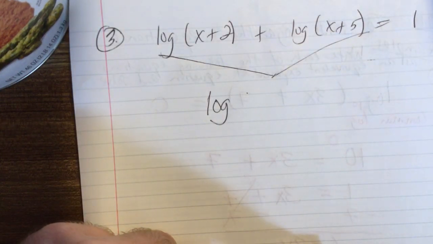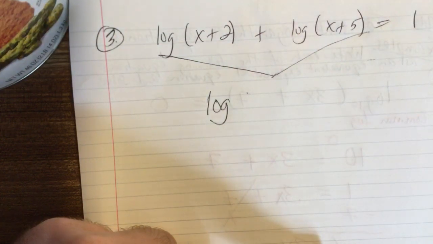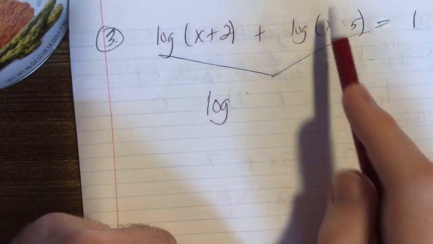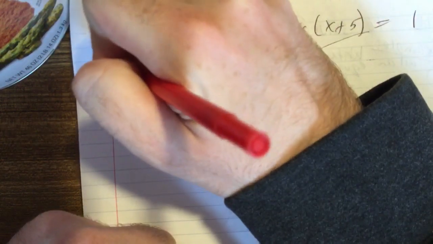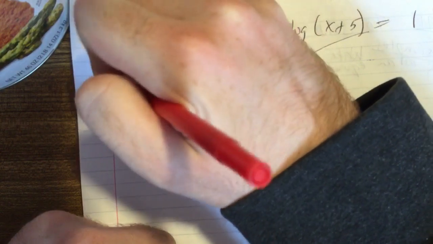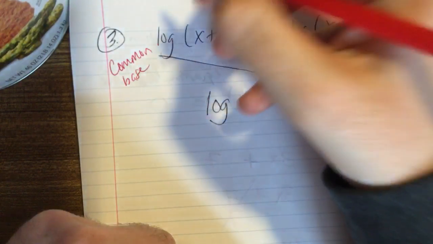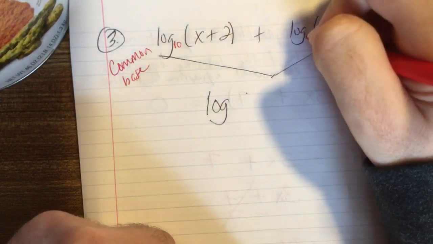In example 3 of our solving logarithmic equations video, part 2, we have the log of x plus 2 plus the log of x plus 5 is equal to 1. No base is written, so we're assuming that this is a common base. We know that it's a common base of 10.